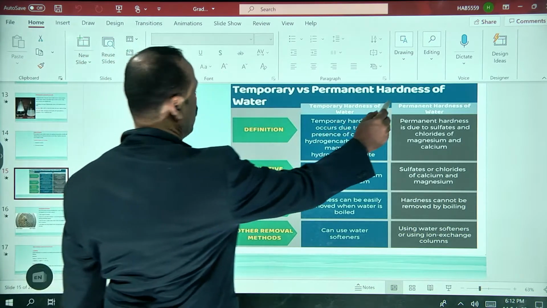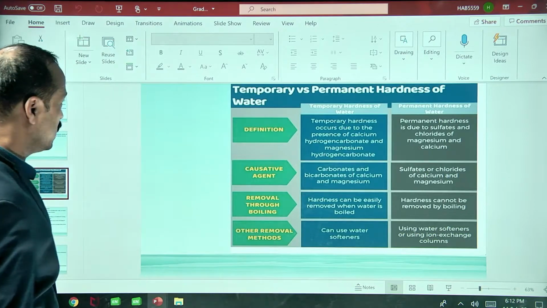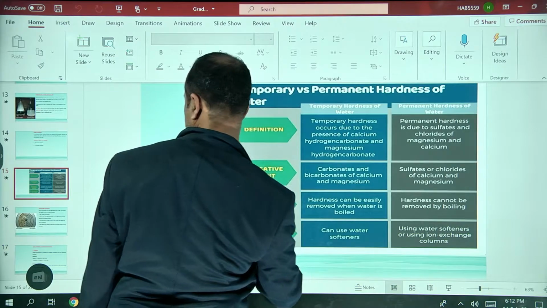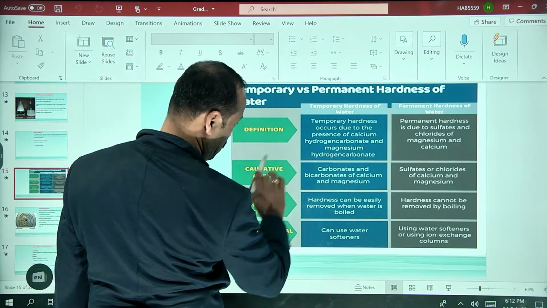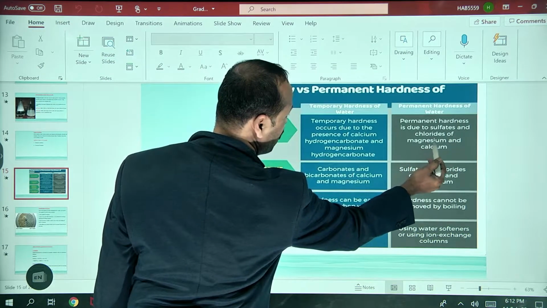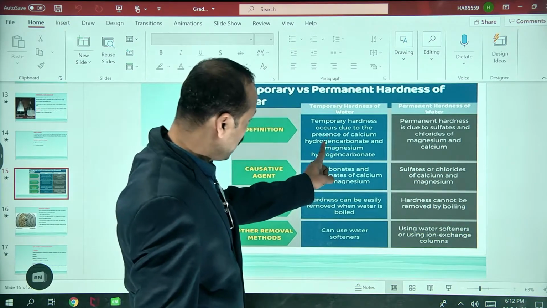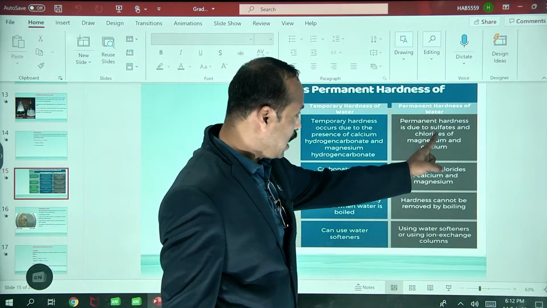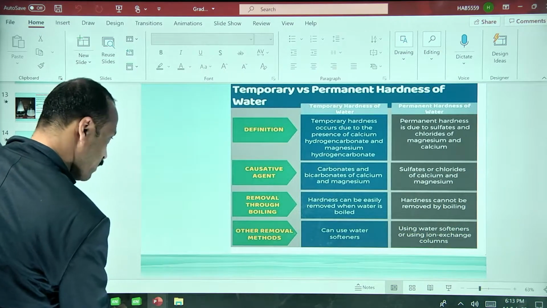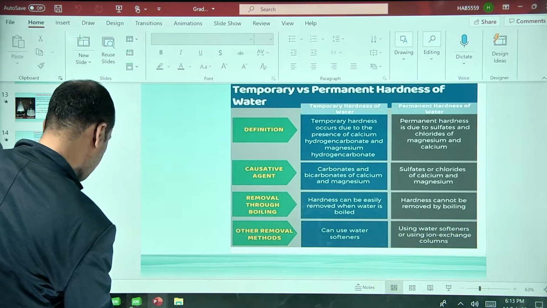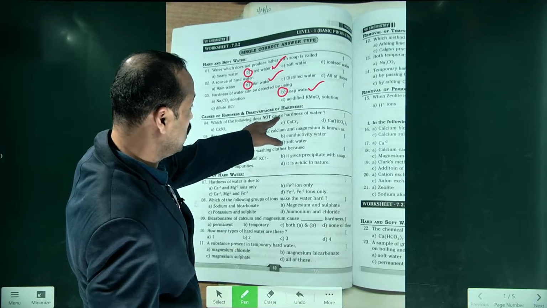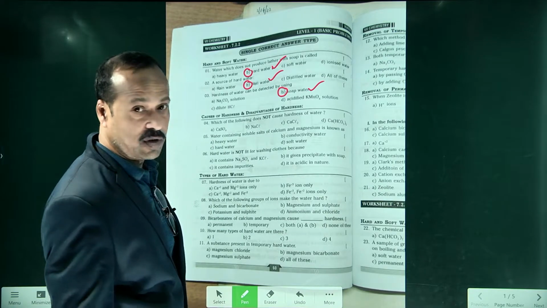So hardness of water, okay. Hardness of water is due to which salts? Here: calcium hydrogen carbonate, magnesium carbonate, and sulfates and chlorides of magnesium and calcium. So calcium hydrogen carbonate is there, sulfates are there, chlorides are there of calcium and magnesium. But he is asking which does not cause the hardness of water. What is the right answer?